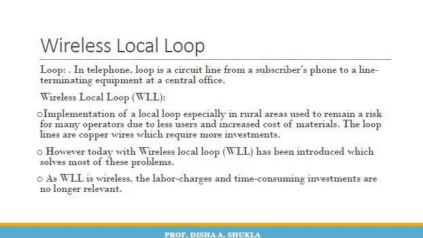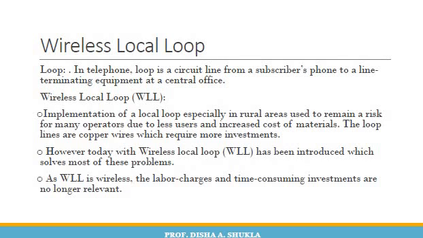Implementation of a local loop, especially in a rural area, remains a risk for many operators due to the fewer users and increased cost of the materials. The loop lines are copper wires, which require more investment. So to overcome those things, we have the wireless local loops. Those have been introduced to solve most of these problems, that is the large amount of investment, because whenever you are creating a local loop we use copper wires, and that can be quite expensive. So to overcome those problems, we have wireless local loops.